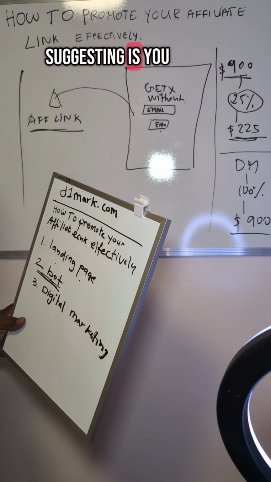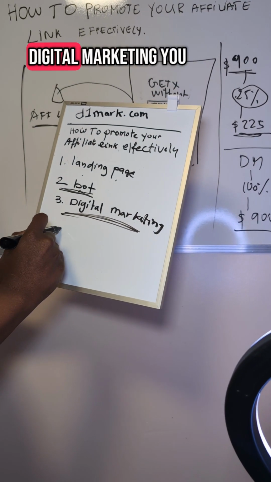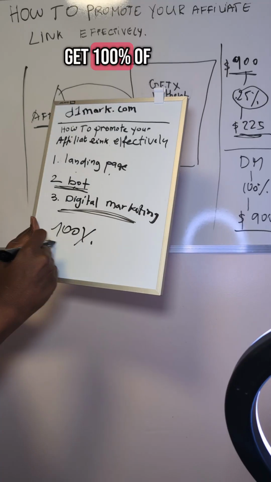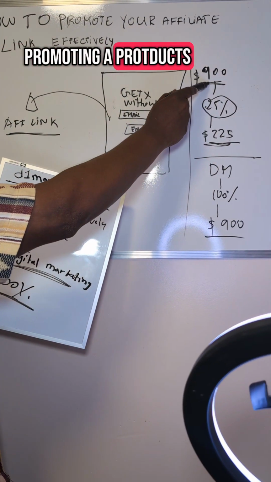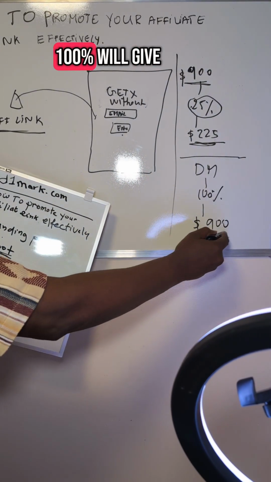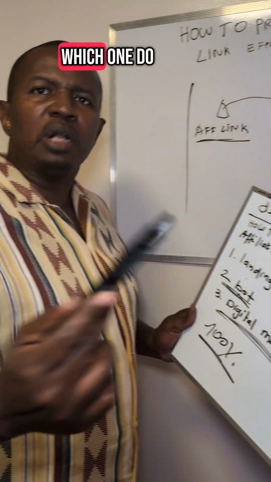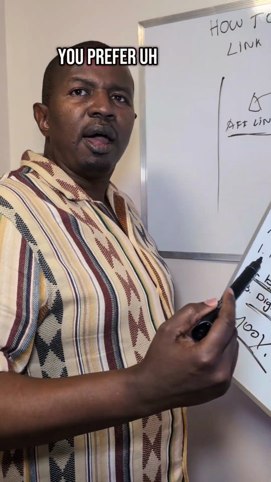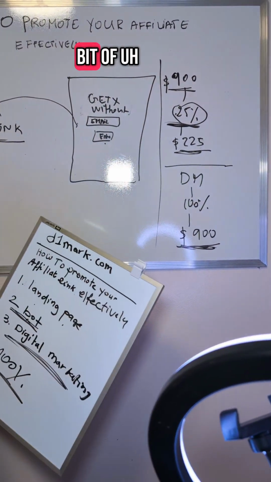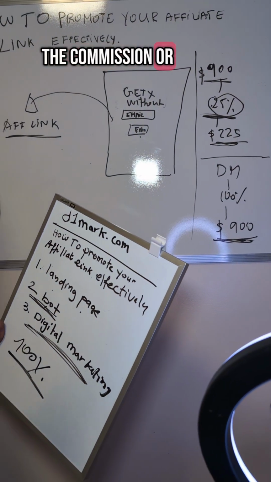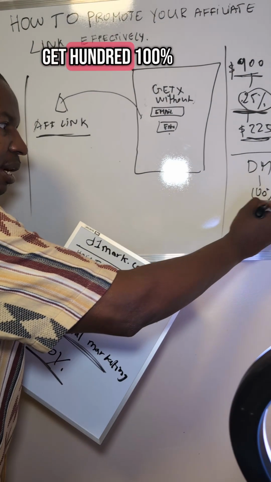So what I'm suggesting is you do digital marketing, right? With digital marketing, you get 100% of the commission, 100%. So if you are promoting a product that costs $900, 100% will give you $900 profit, right? So the question is, which one do you prefer? Do you prefer doing all the work and getting only a tiny bit of the commission, or do you prefer doing all the work and getting 100%, right?